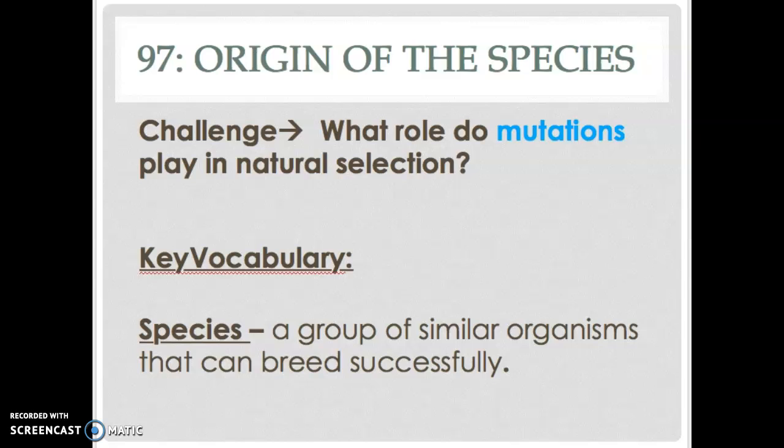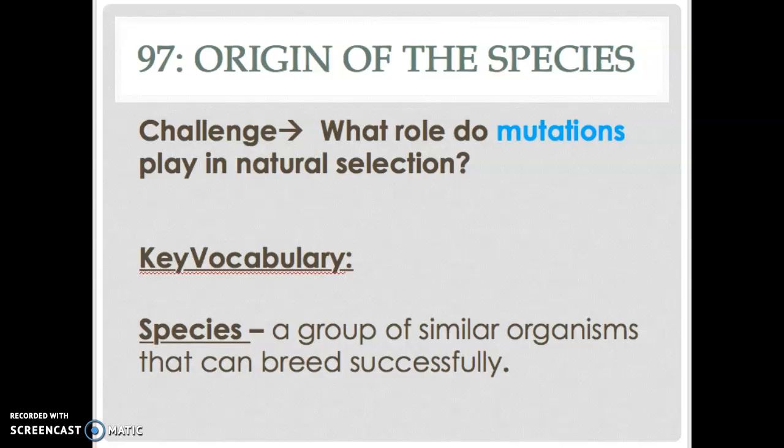So we are going to define, there's two key vocab. I only have one up here on the screen right now. I will do one at a time. So go ahead and jot down the definition for a species. It is defined as a group of similar organisms that can breed successfully.